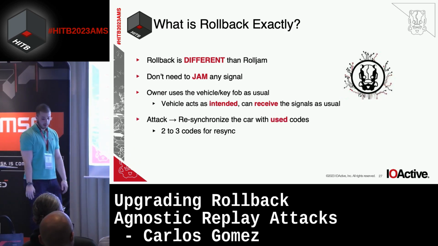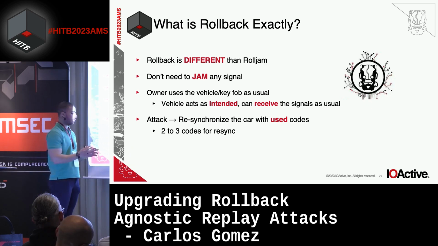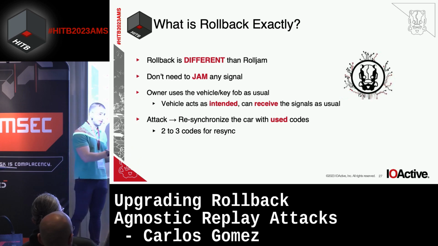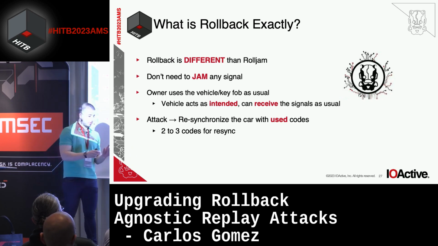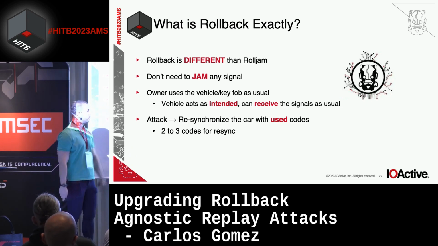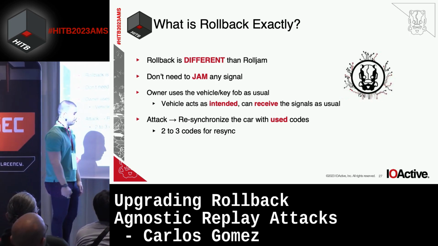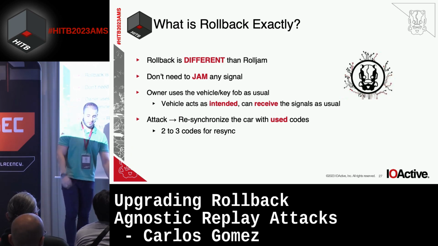And then, what we are going to do is use some old, already used rolling codes that are supposed to be not accepted by the car. But if we send two or three, depending on the manufacturer, the car is going to open. So it's really powerful, because you can open it by sending only two or three codes, depending on the manufacturer.